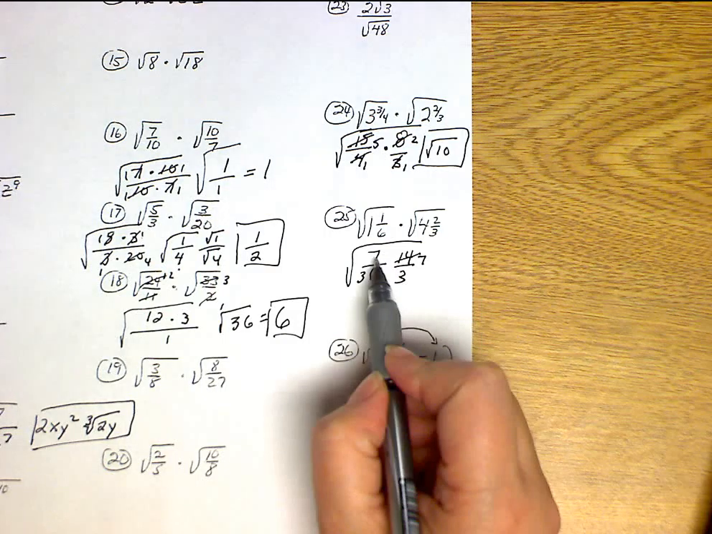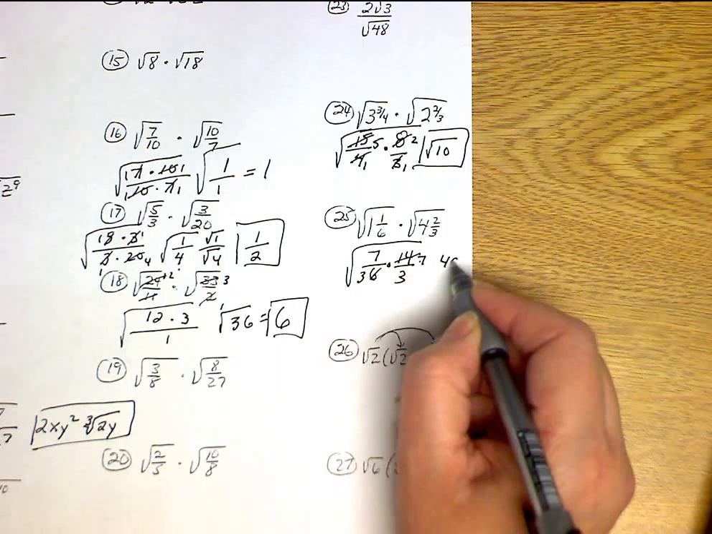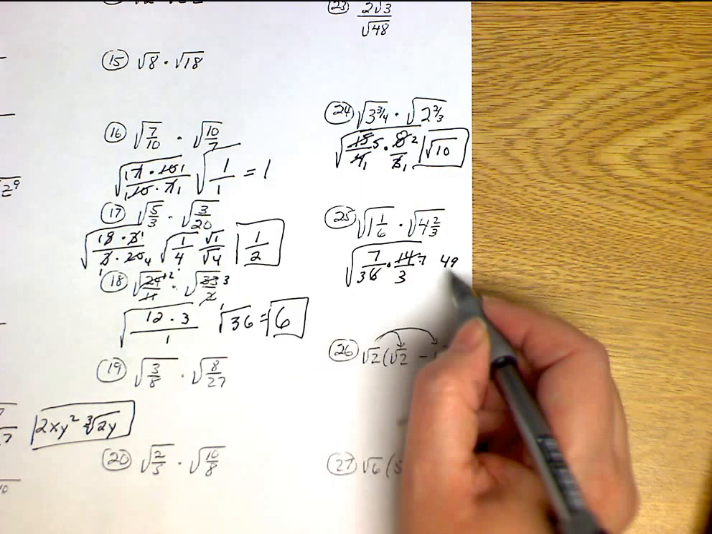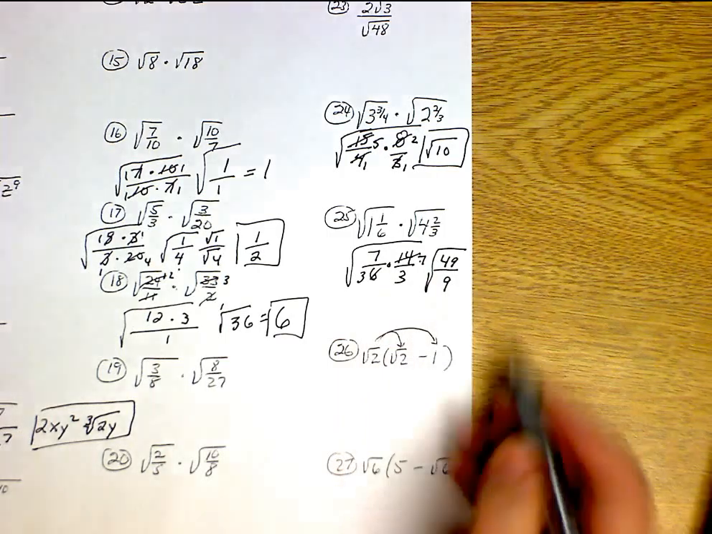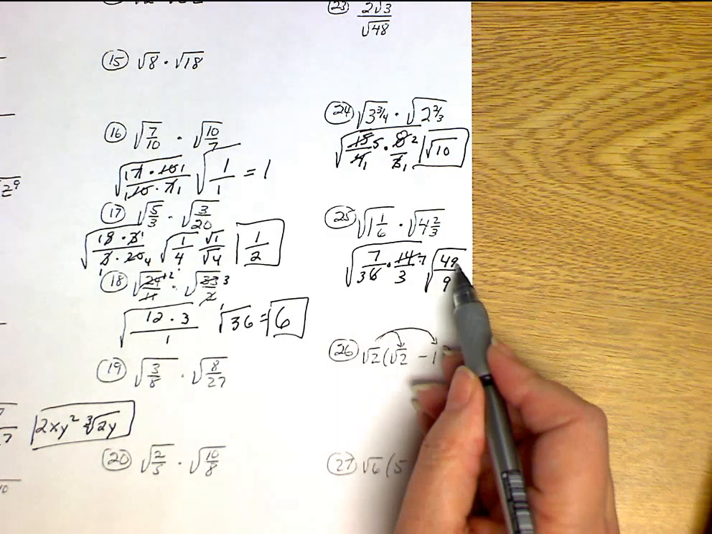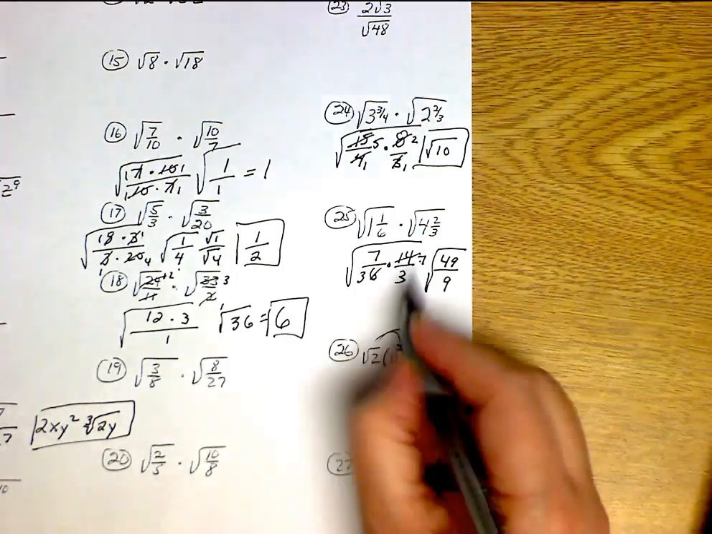7 times 7 gives me 49. 3 times 3 gives me 9, all under the square root. Square root of 49 is 7. Square root of 9 is 3.